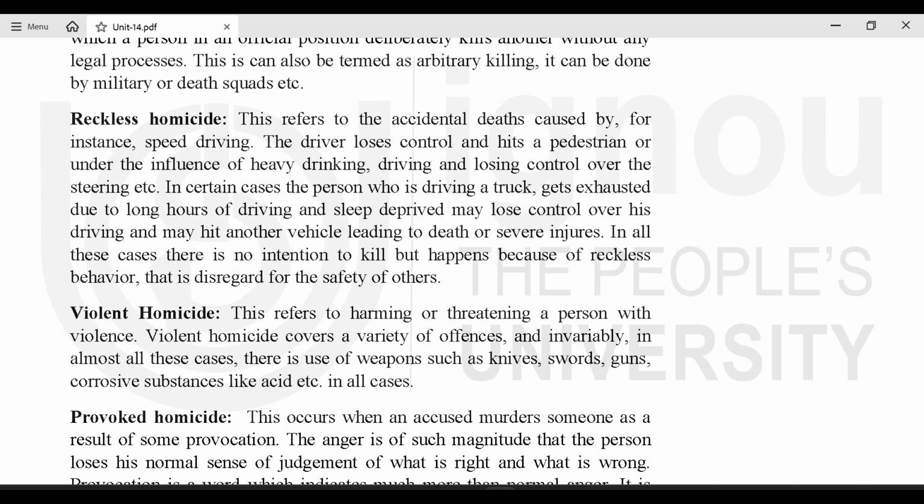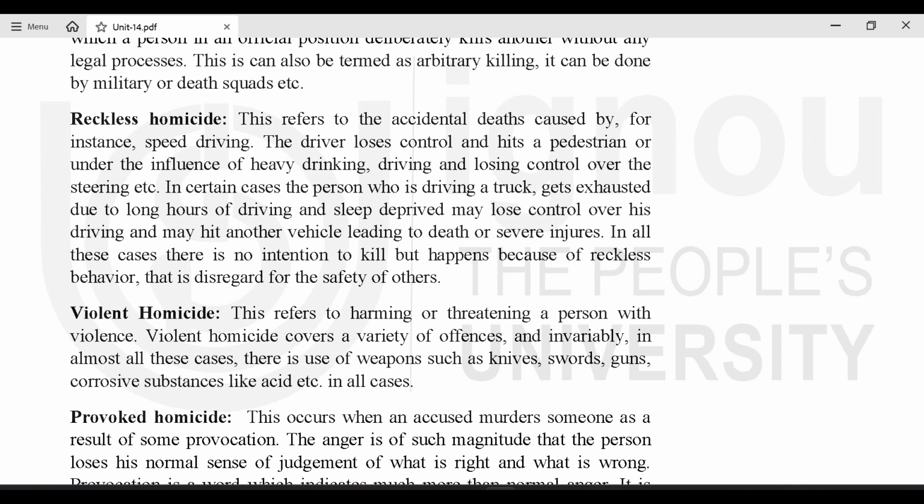Violent homicide. This refers to harming or threatening a person with violence. Violent homicide covers a variety of offenses, and invariably, in almost all these cases, there is use of weapons such as knives, swords, guns, corrosive substances like acid, etc. in all cases.